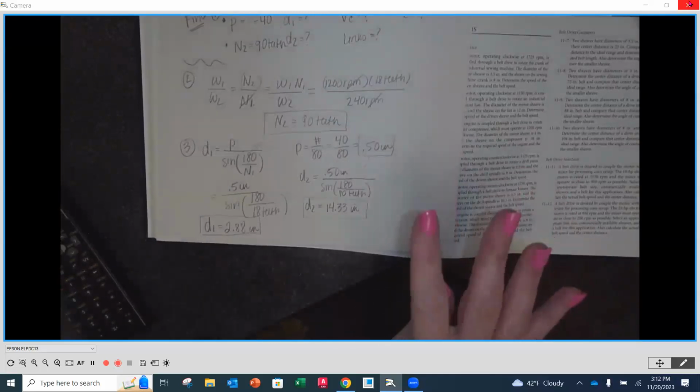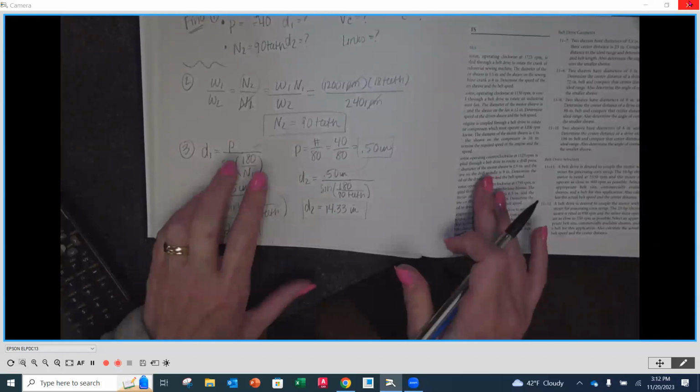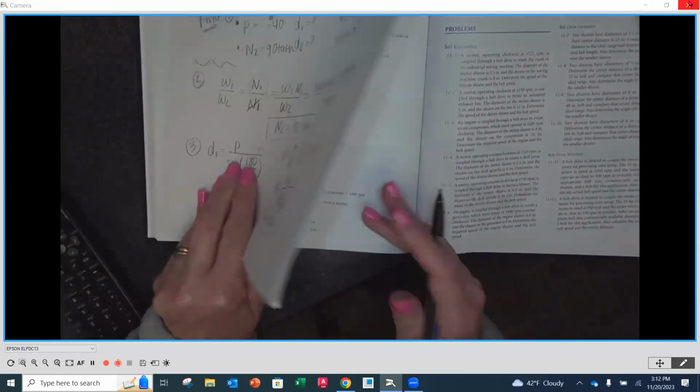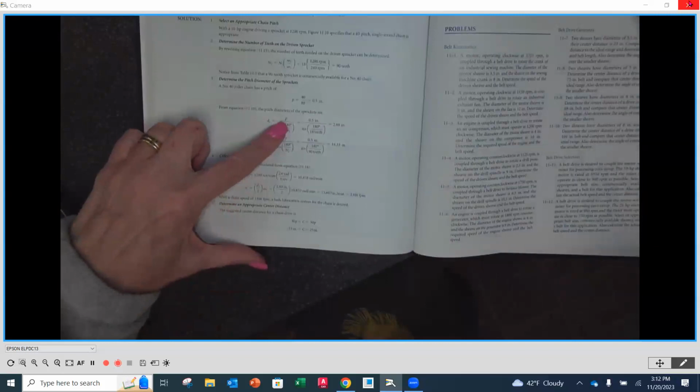I don't know how your calculator works. So that's why when you compare the answers here, do it in one or the other. It doesn't matter. So then you'll know how to do it on your calculator. Does that make sense? So you should get 14.33 for the second pitch diameter. Yes, which matches what the book has here. So these are our two pitch diameters. All right. Any questions so far?